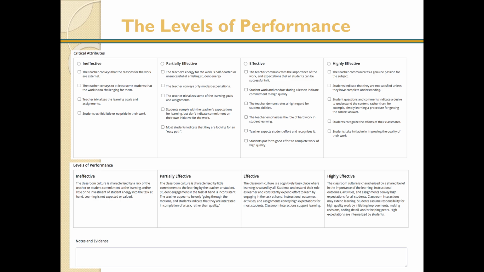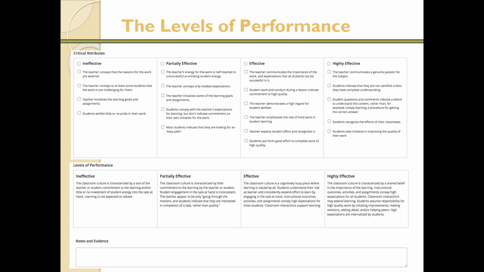For partially effective, the teacher's energy for the work is half-hearted or unsuccessful in enlisting student energy. The teacher conveys only modest expectations. The teacher trivializes some of the learning goals and assignments. Students comply with the teacher's expectations for learning, but don't indicate commitment on their own initiative for the work. Most students indicate that they're looking for an easy path.